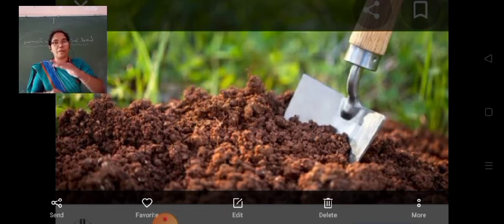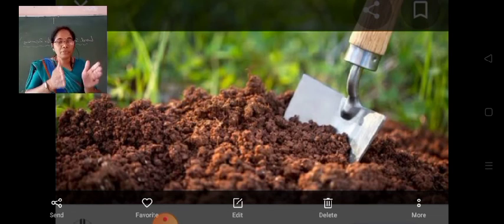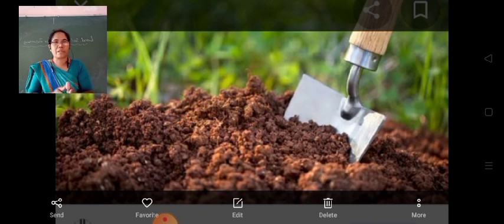Under this layer lies the subsoil. From all this we can understand that soil is very important for the growing of different plants and for our existence. Okay, the remaining part we can learn in the next class.